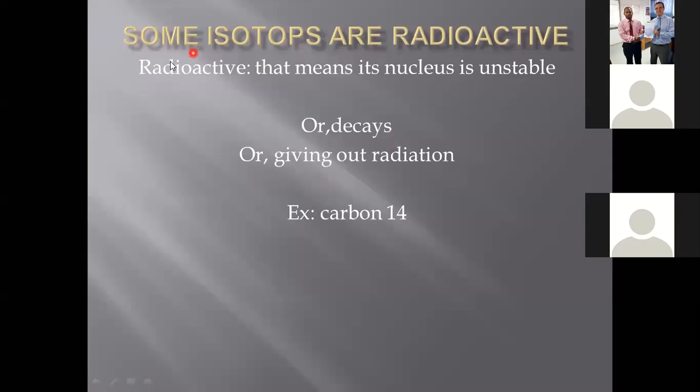So again, can you read from the first here? Radioactive. That means its nucleus is unstable. Yes, unstable or means decays or giving out radiation. Example of radioactive is carbon 14. Okay, so if you have a sample of carbon 14, it will be giving out radiation.